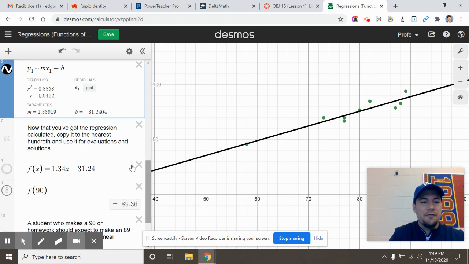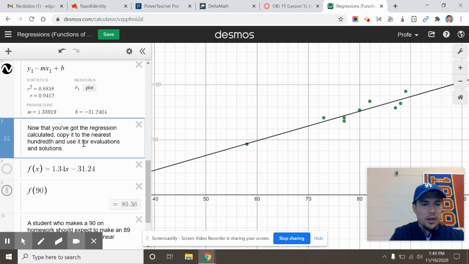Now I'm going to copy this information to the nearest hundredth, all right, and let's check it out. So my slope, I'm going to say 1.34. All right, nearest hundredths. That's two numbers after the decimal. And I'm going to subtract the y-intercept, minus 31.24. And now I'm going to graph that line. You can see that it's the same line.